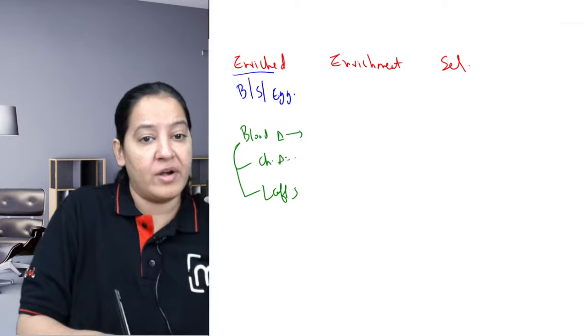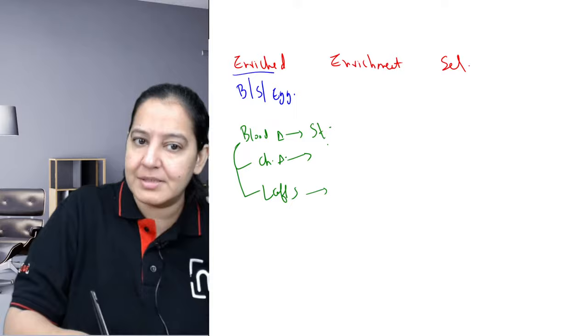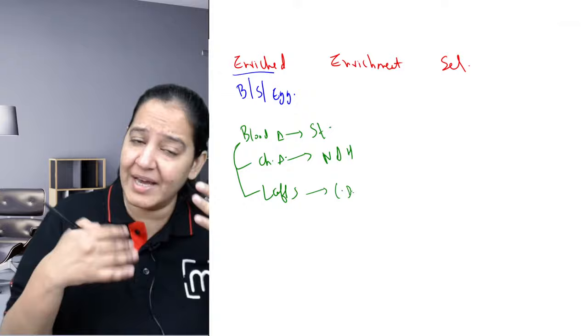This is for Streptococcus. This is for Neisseria and Haemophilus. And this is for Corynebacterium diphtheriae. So you should know the examples also. That is all about enriched. You should be able to identify them in IBQs also.